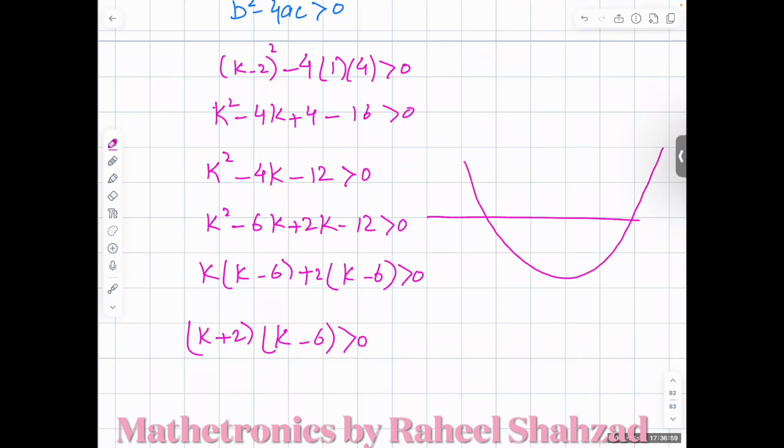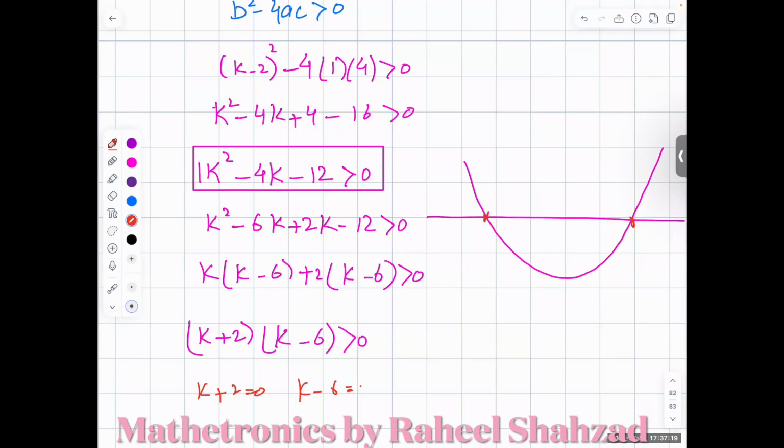In the beginning of this chapter, we have solved quadratic inequalities in which we have learned about the roots. So if leading coefficient k square is positive, that means it's going to be a smiley face or concave up. Okay. Now k plus 2 is equal to 0 and k minus 6 equals to 0 gives us k is equal to minus 2 and k is equal to 6. That means this is minus 2, this is 6. This greater than 0 tells us that we are interested in the portion where the curve is above the x-axis. Okay. Above x-axis. So you see this is the part where curve is above x-axis.